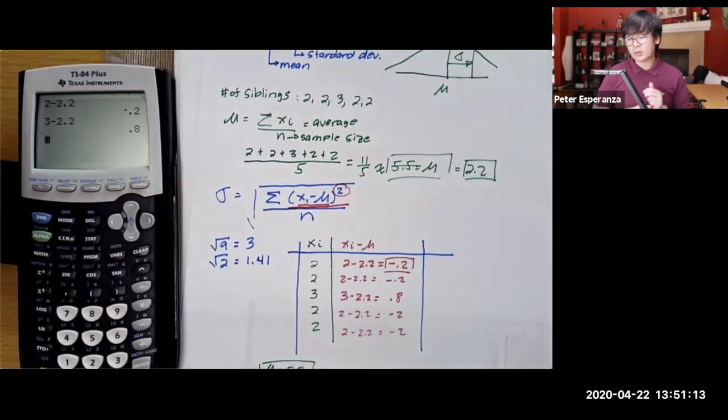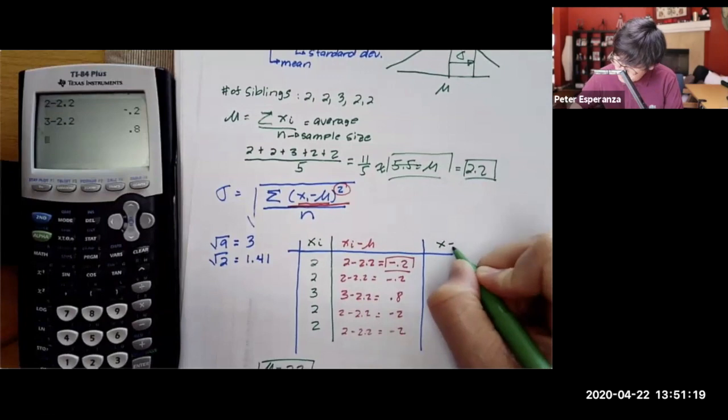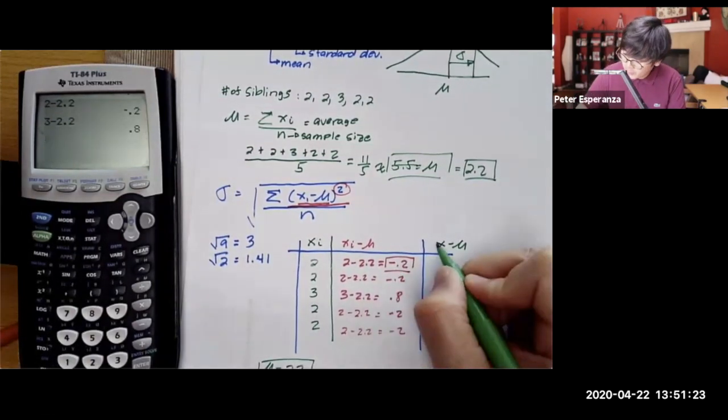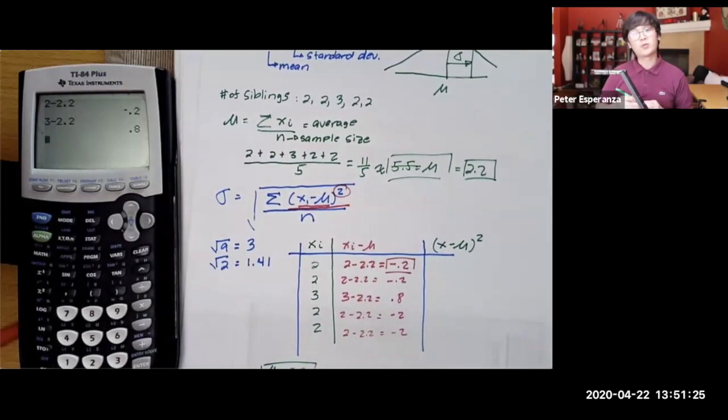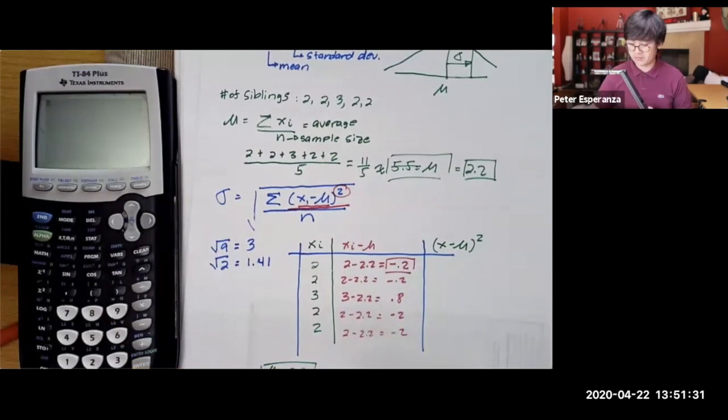And how are we going to produce x minus mu squared? Easy. Because we know that x minus mu is this. This is our x minus mu. All we need to do is square it. So we're just going to square it using the calculator again. So get your calculator and we're going to square each one of these. So we'll have negative 2 square.